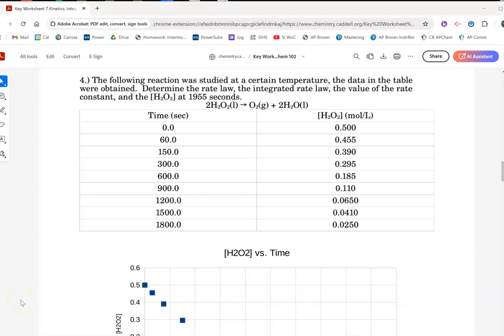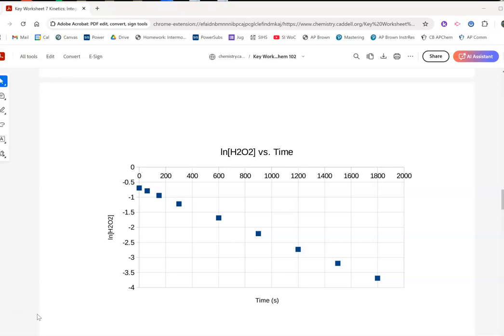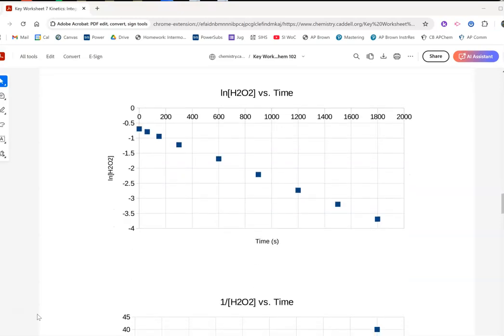Once we took the natural log of hydrogen peroxide concentration over time and the inverse concentration versus time, we prepared three graphs. When we plot the concentration of H2O2 versus time, we see the typical curved graph. Since the plot of hydrogen peroxide concentration versus time is not a linear graph, we know it's not zero order. Now we're plotting the natural log of the concentration of H2O2 versus time.